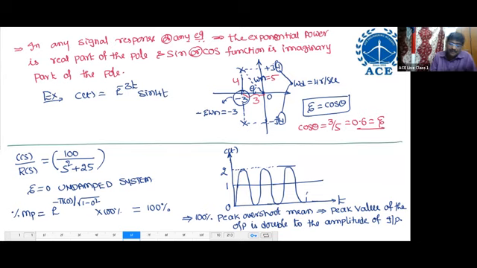Okay? Next. What is the question here? I didn't write the question. Find the percentage of peak overshoot.